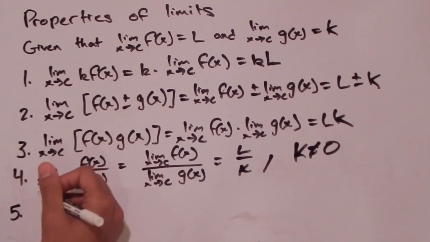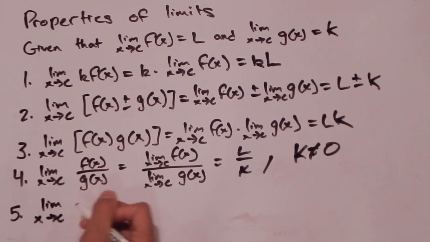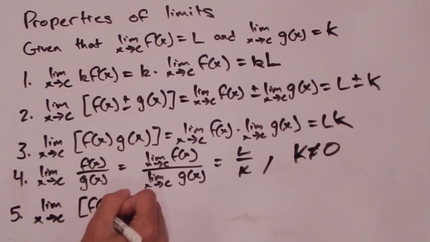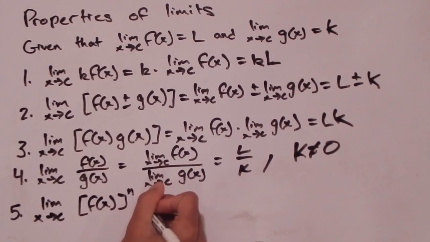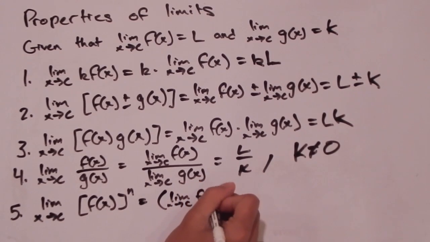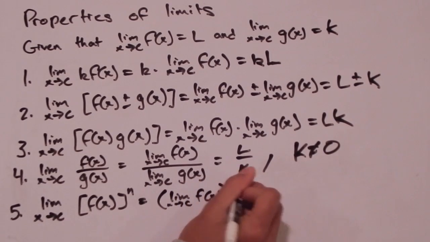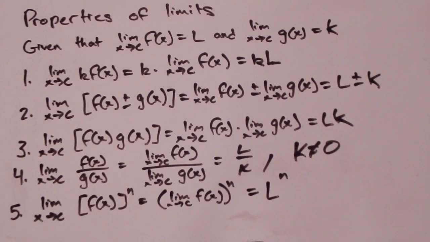And 5 is going to be our power property. The limit as x goes to c of f of x to the n is going to equal the limit as x goes to c, in parentheses, of f of x right here to the n, which is going to end up equaling L to the n. So these are the 5 properties we're going to set out to prove in this video, and let's get to it.